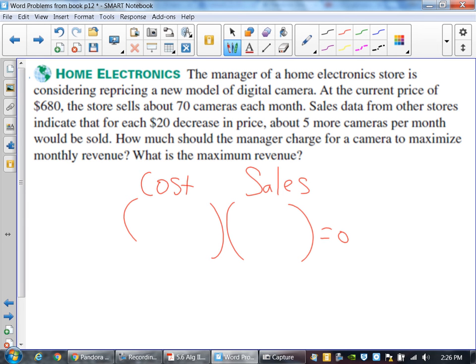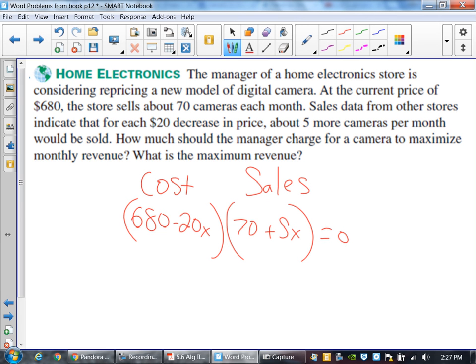What's my cost? At $680, how many do I sell? 70. For every $20 decrease in price, so that's going to be minus 20x. Very good. 680 minus 20x, and 70 plus 5x. Because this value of x means if I take down $20, I marked it down one time. If I mark down $40, x is 2. 60 is x equals 3. 80 is x equals 4, and so on. That's how this multiplier is working.